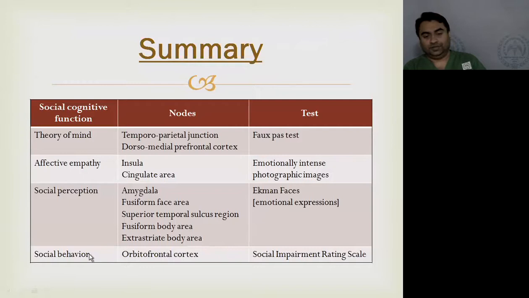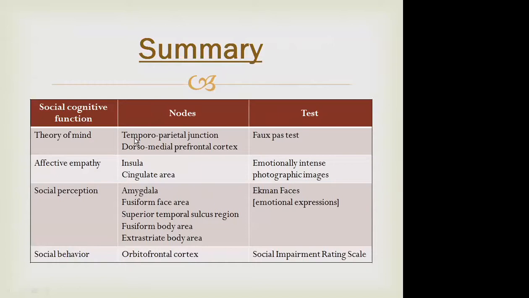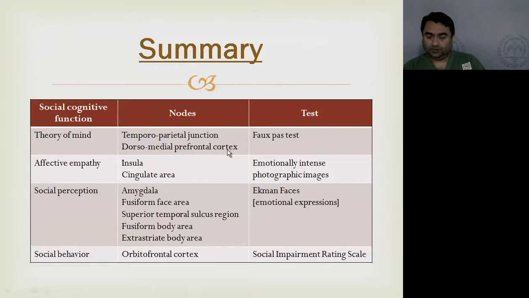The anatomical areas or nodes associated with theory of mind are the temporoparietal junction and dorsomedial prefrontal cortex, and the test involved is a four-part test. The affective empathy involves the insula and the cingulate gyrus, and the test involved is showing emotionally intense photographs to see what the response is like. Social perception, like I told you, the five areas, and you test with the emotional expressions test or the Ekman's faces. And social behavior, the node being the orbitofrontal cortex, the test being Bickert's social impairment rating scale.